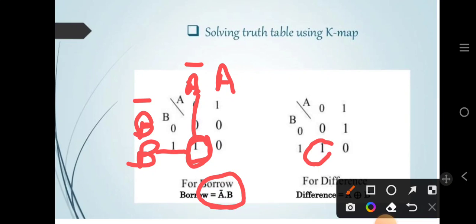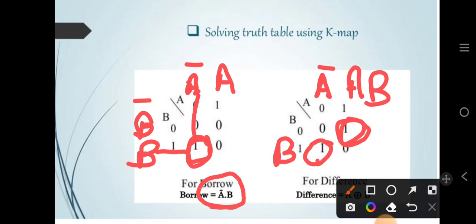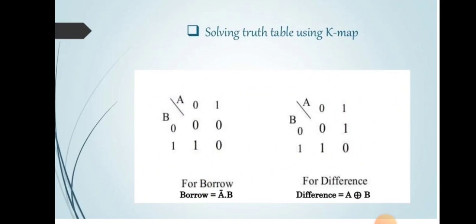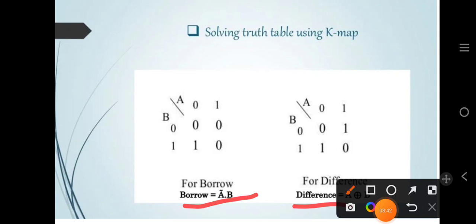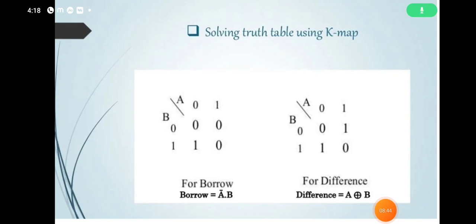Now for the difference, there are two groups. So for this group, what will it be? It will be A bar B, and for this group it will be A B bar. Okay, so A bar B plus A B bar will be A XOR B. So here I have written the two equations for difference and borrow. So these are the two equations for borrow and the difference.